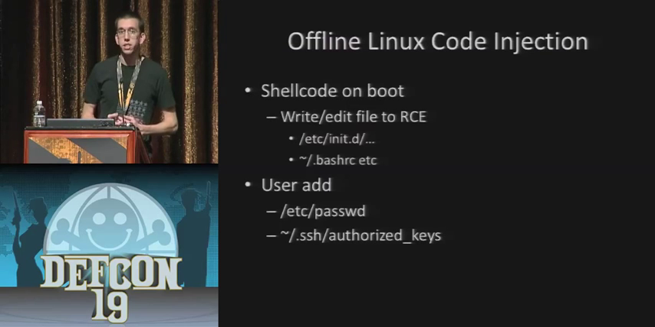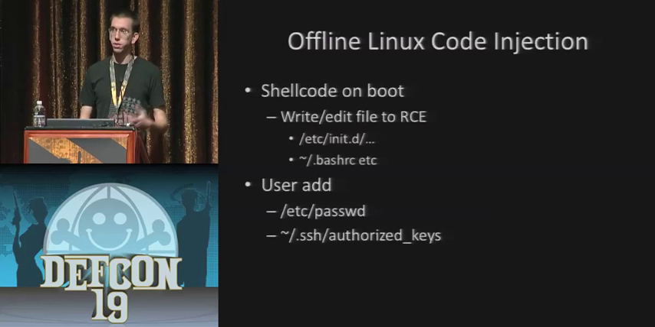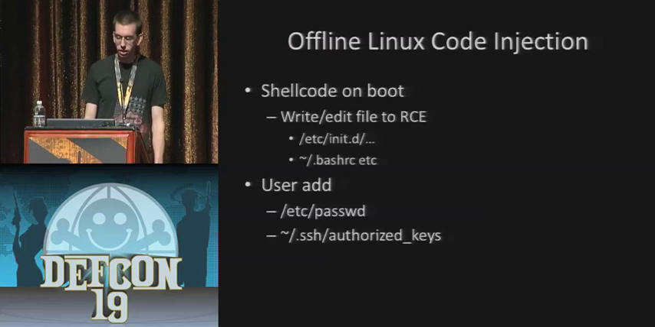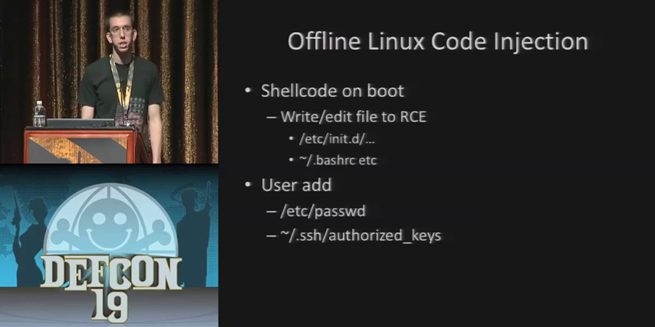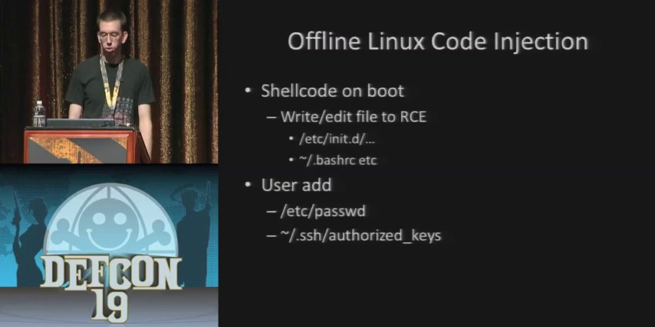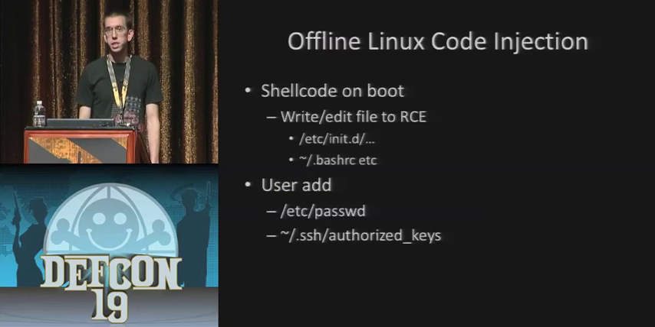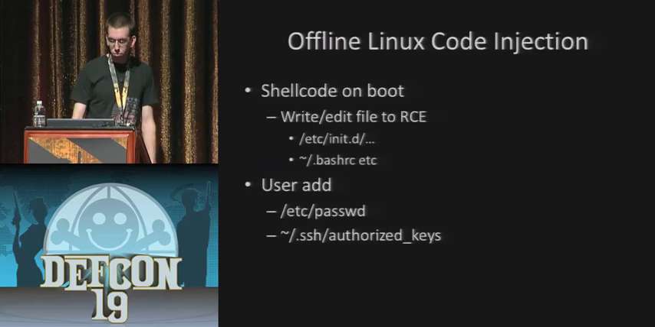So on Linux, this is not difficult. What we can do is take our shell code and write it to one of those scripts in /etc/init.d, or drop it in a bashrc or any of the other million bashrc files, or we could add a user. Let's say the system has SSH enabled. We can just drop something in /etc/passwd or even add an entry to the authorized SSH keys, and we will be ready to roll.